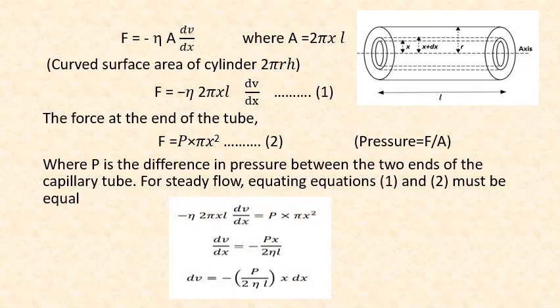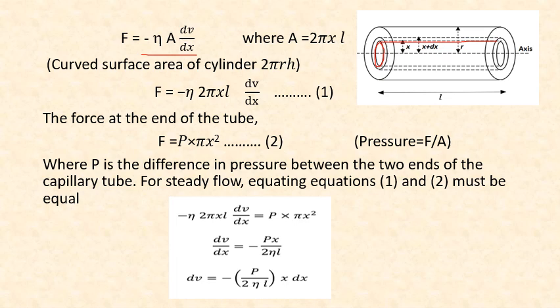Now for the layer at a distance x from the central axis, imagine it is a capillary tube, so the layer will be a circular one throughout the capillary tube. This layer is at distance x. Now for this, the tangential force is given by F equals minus eta A into dV by dx, where A is the area of this cylindrical curved surface and dV by dx represents the velocity gradient.